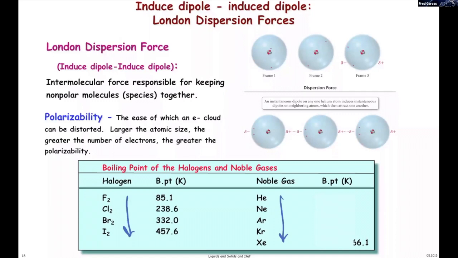In fact, I2, you guys, I think, work with this, is a solid at room temperature. So even though it only has London dispersion force, its London dispersion force is much more significant than the dipole-dipole force of, say, a liquid like water. Okay, look at the halogens. The bigger the atomic size, the higher the boiling point, because it's much more easily polarizable. Xenon's 166.1, by the way.